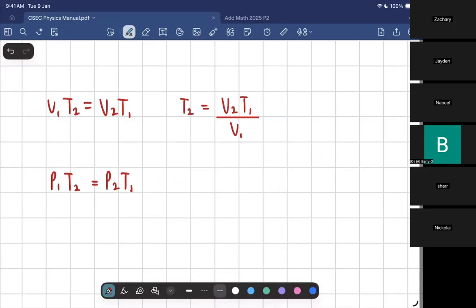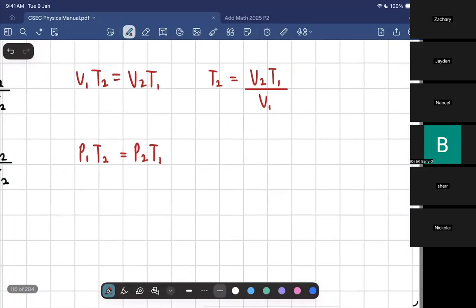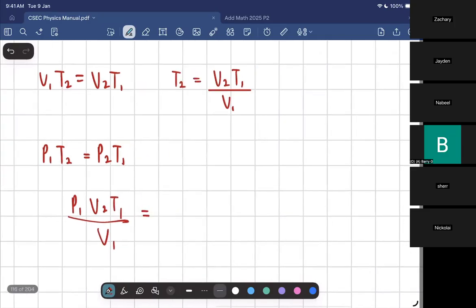I keep noticing a problem. Because if you do that now, and you plug it into this, that's going to be P1 by V2 by T1 all over V1. Okay. And let's try to do that for the other one.